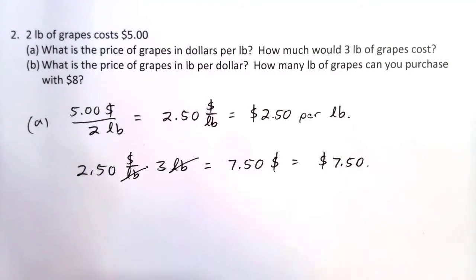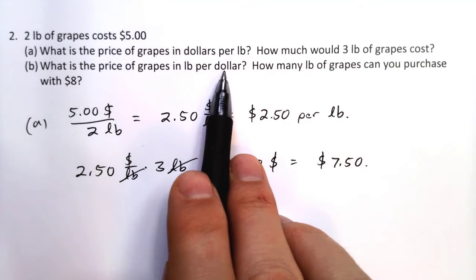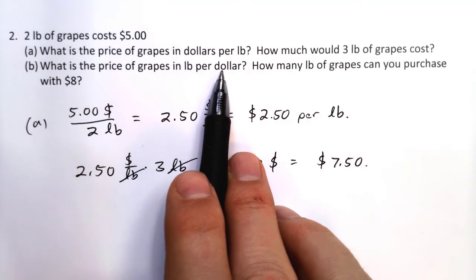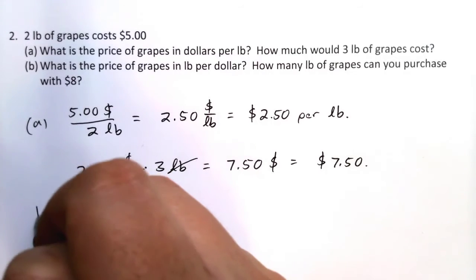All right, let's go to the next part of the problem. What is the price of grapes in pounds per dollar? Okay, well, now we're doing pounds per dollar, so we're going to take pounds and divide by dollars. So I'm going to take 2 pounds and divide by $5.